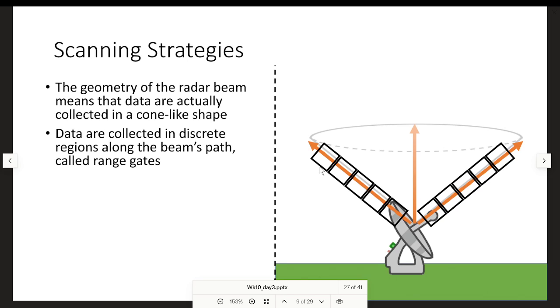So the geometry of a radar beam means that data are actually collected in a cone-like shape, and it's collected in discrete path regions along the beam's path called range gates.